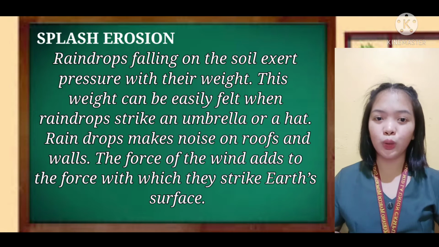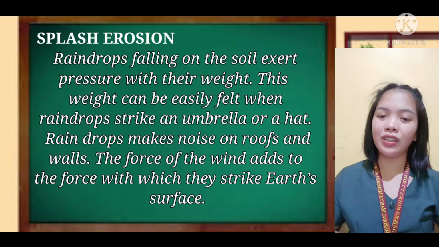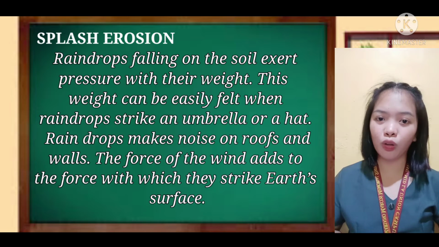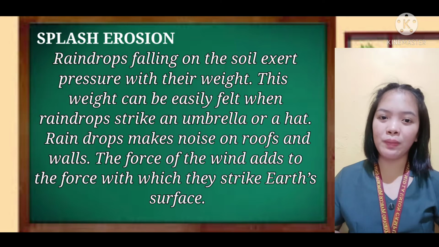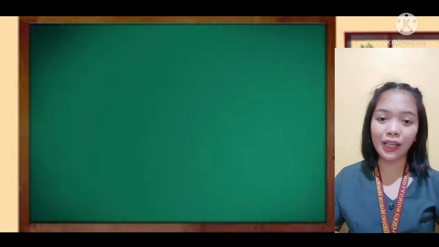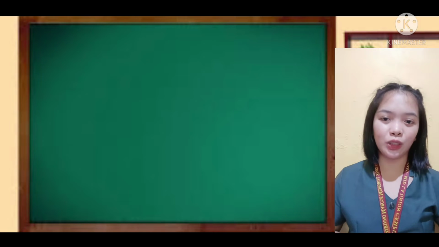If the soil is loose and it is not protected by a covering on the surface, then a large amount of it is lost through raindrop erosion, which is also called splash erosion. During the rainy season, splashed soil may be observed at the foot of garden pots and cement walls. Do you understand, class? Okay, let's proceed to the next one.